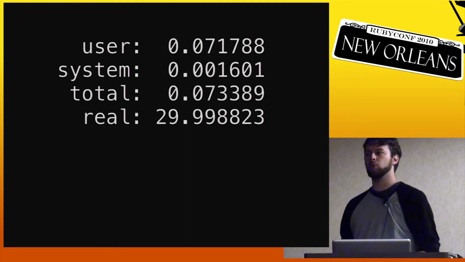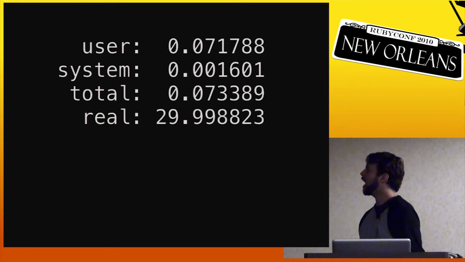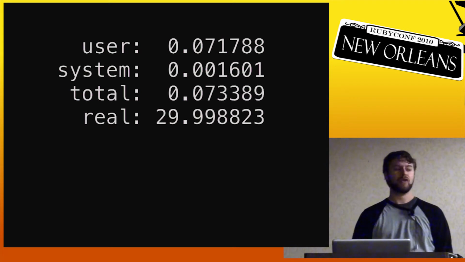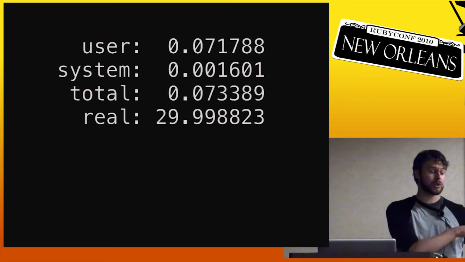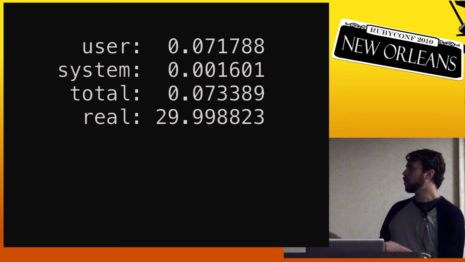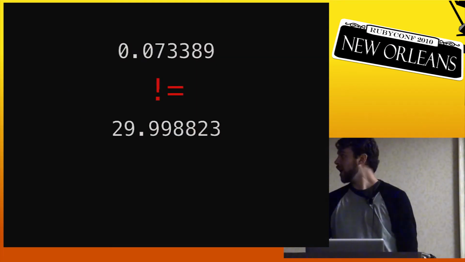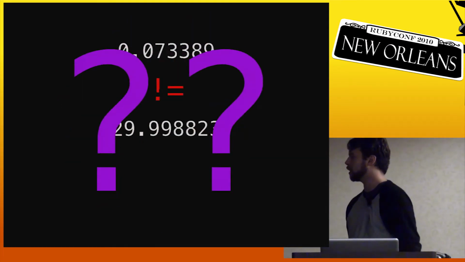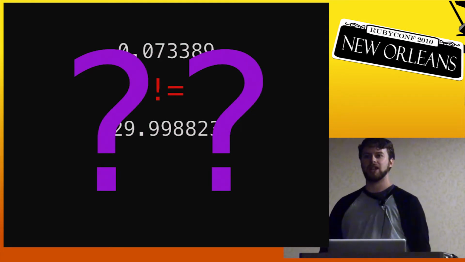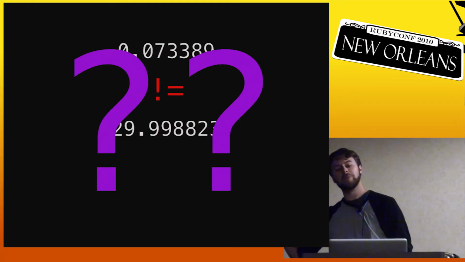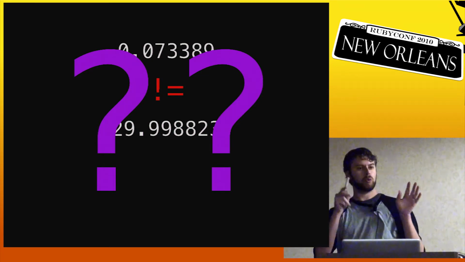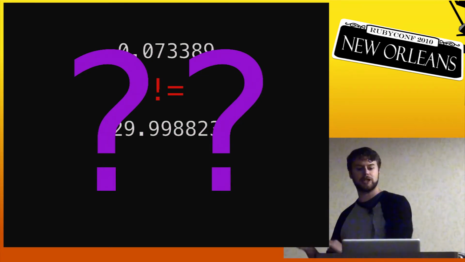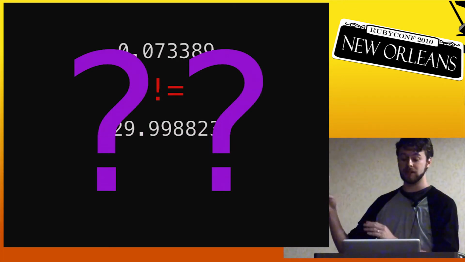But what you should be asking yourself is, why does the total not equal the real? Because if the only places to spend time were in the user and in the system time, then why are these not equal? We'll get back to this in a sec, but knowing why this is, a little later on as I explain it, will help you figure these things out in the future.